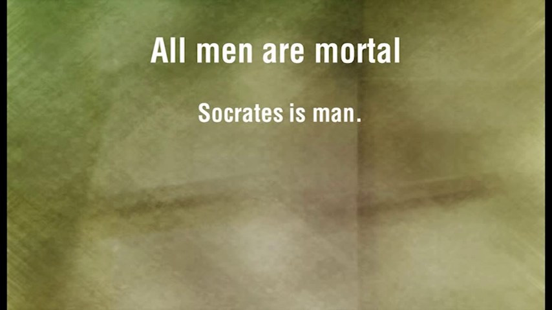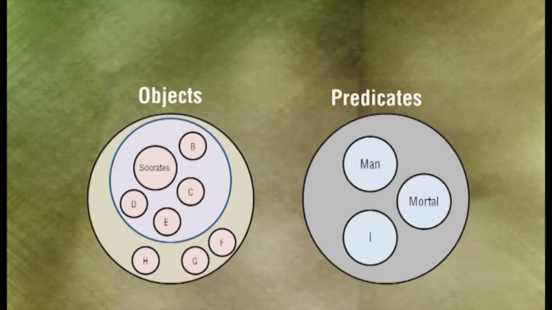An example to further illustrate my point. All men are mortal. Socrates is a man, therefore Socrates is mortal. In this case, the set of all objects contains, among others, Socrates. And the set of predicates contains, among others, the predicates man and mortal.